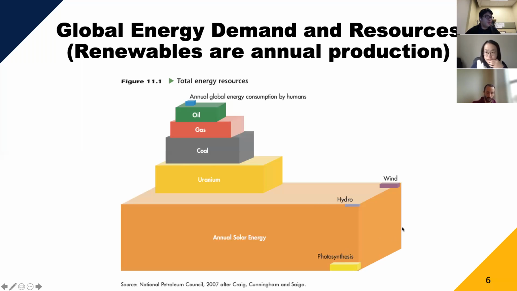On the bottom, we have renewable resources, but this larger box is not something that you'd be able to feasibly take advantage of the whole thing, right? This is what you would get if you covered literally the entire globe in solar panels. But it does speak to the availability of resources in terms of what's raw and available.